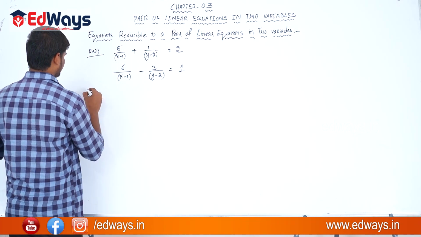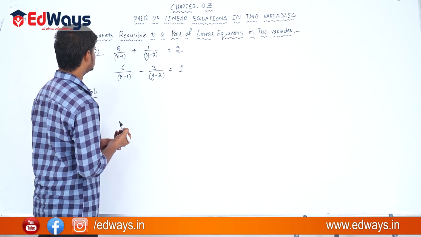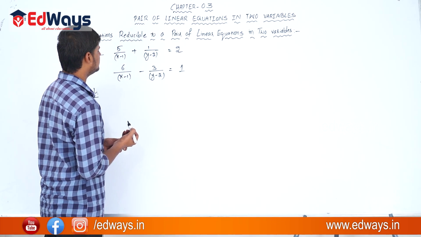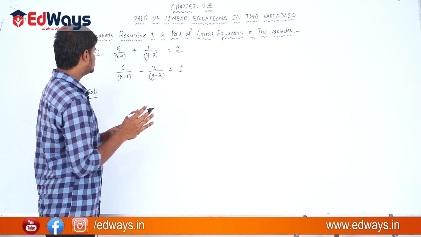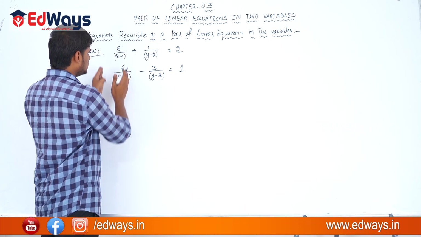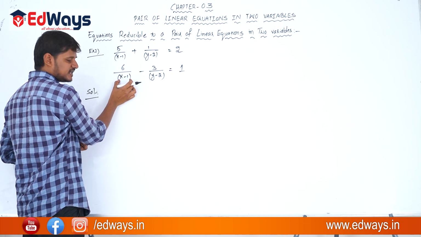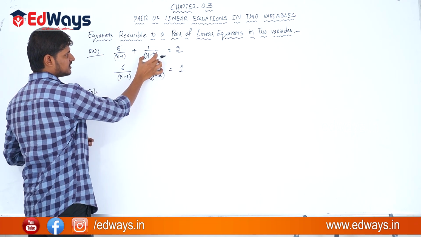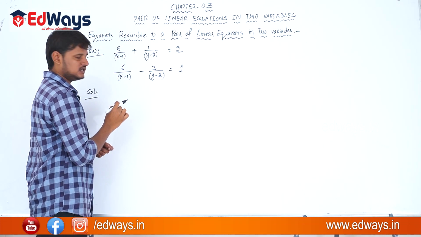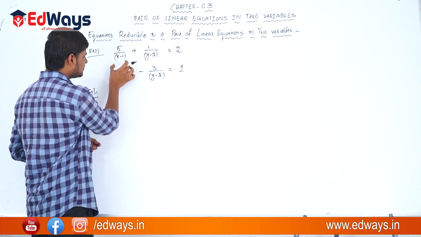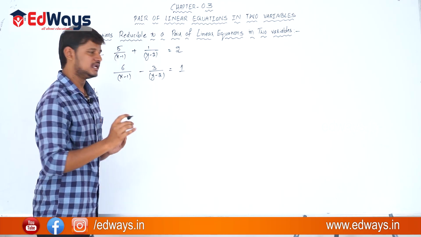It is given as 5 by x minus 1 plus 1 by y minus 2 is equal to 2, and 6 by x minus 1 minus 3 by y minus 2 is equal to 1. First, what we have to do is check what is common in both the equations. Here 1 by x minus 1 is there and here 1 by x minus 1 is there. See, here 1 by y minus 2 is there, here 1 by y minus 2 is there, right? So 1 by x minus 1 and 1 by y minus 2, I have to assume as m and n.